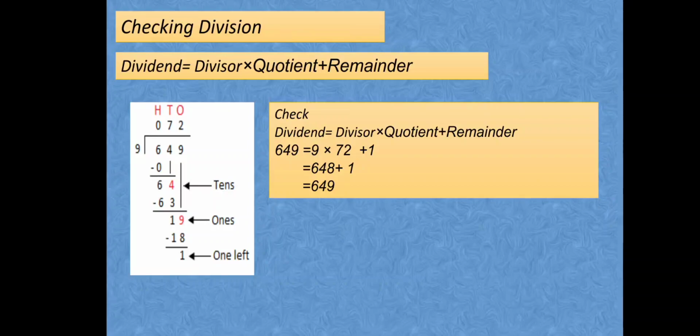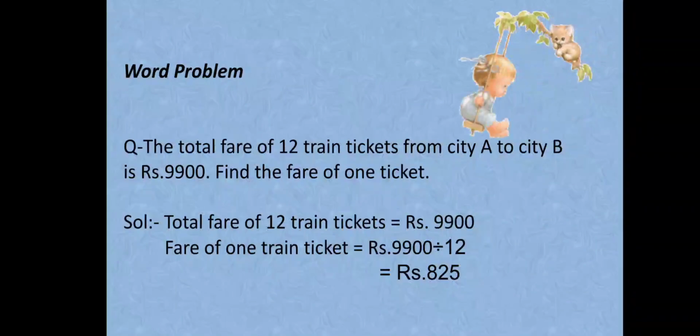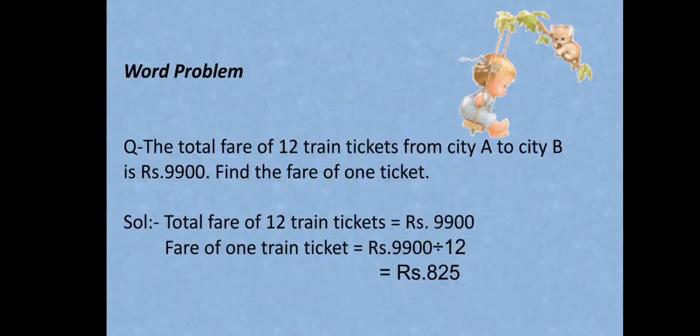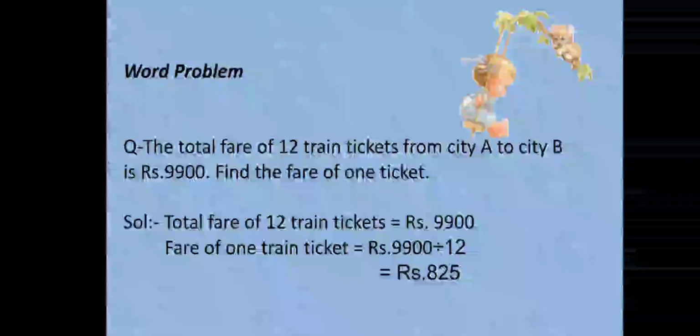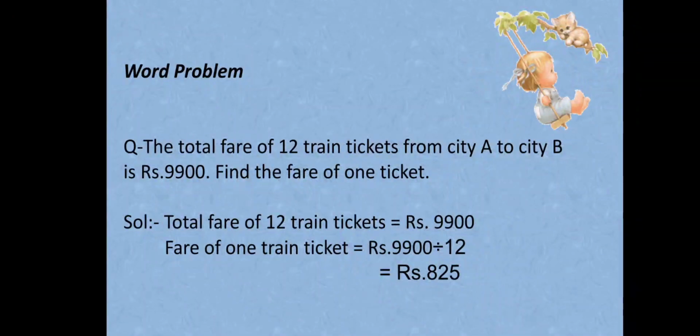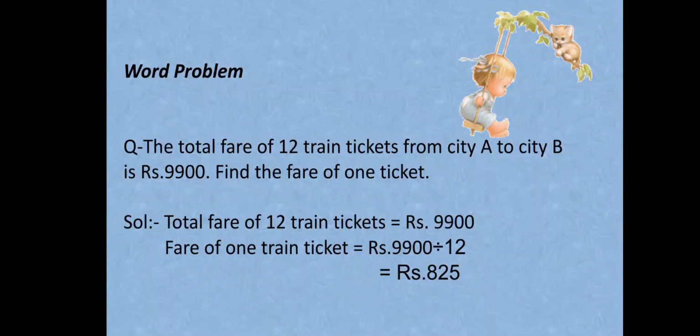Let's do one word problem related to division. And our question is the total fare of 12 train tickets from city A to city B is rupees 9,900. Find the fare of one ticket. Here the fare of 12 tickets is given and we have to find the fare of one ticket. For this we are going to divide the fare of 12 tickets by 12.